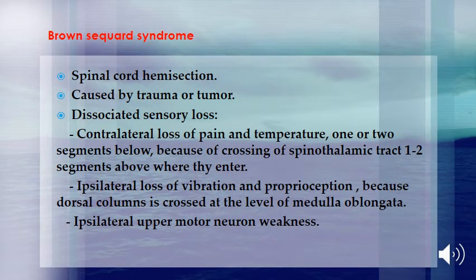Brown-Séquard syndrome refers to cord hemisection and is mostly caused by trauma or tumor. Clinically, it causes ipsilateral upper motor neuron signs and ipsilateral posterior column signs, affecting proprioception, like vibration and position sense, while it causes contralateral spinothalamic tract signs, like pain and temperature sensation impairment.